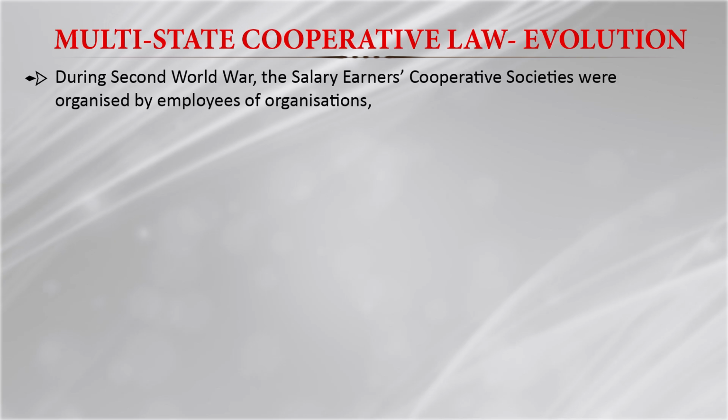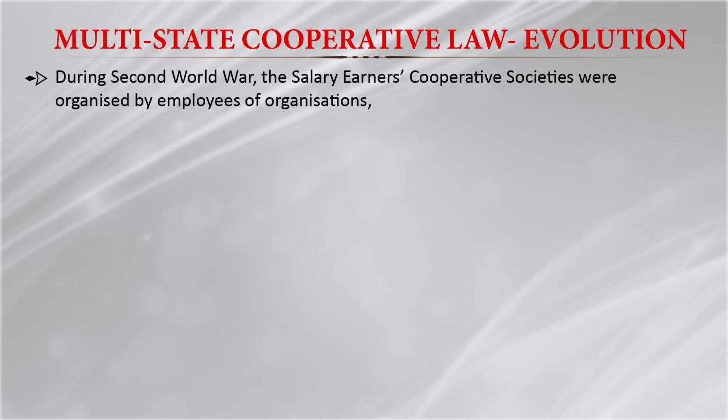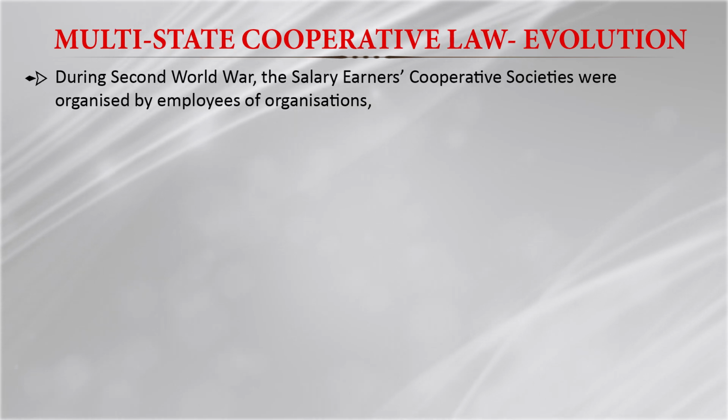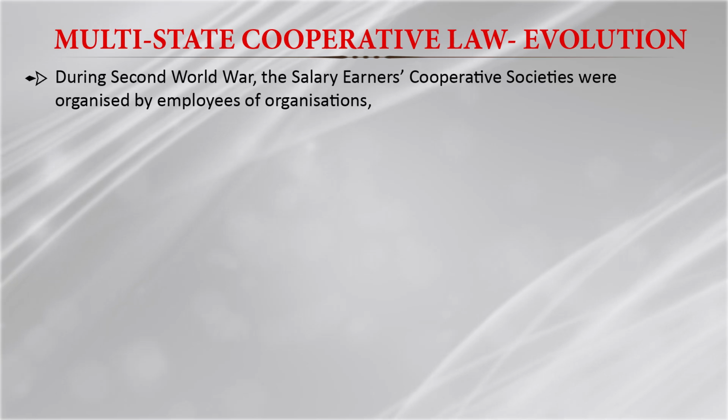And now we also have the multi-state cooperative law, and actually this law is basically to deal with the cooperatives which are working in more than one state. And the requirement for the evolution of this multi-state cooperative society was felt in 1942, actually around after the Second World War. There are many salaried employees' cooperative societies. They were organized by the employees of an organization.